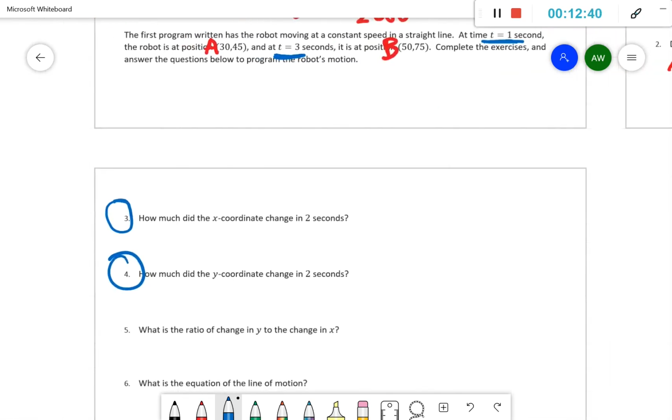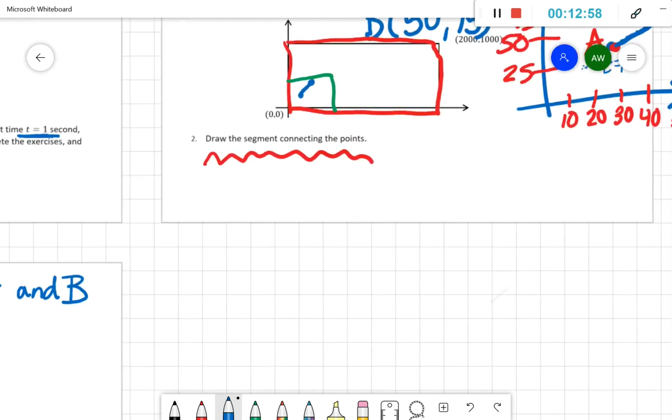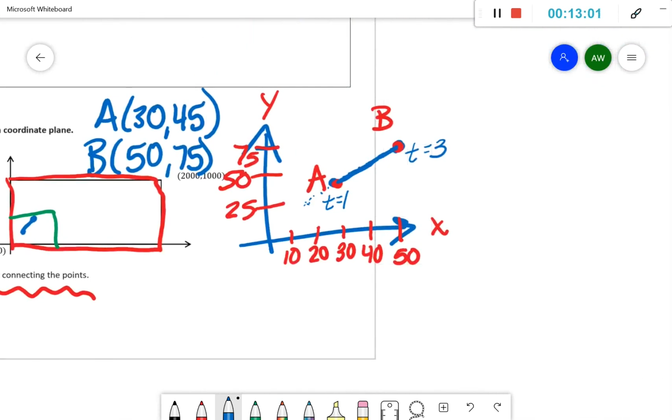So when this question, number 3, asks us, how much did the x-coordinate change in 2 seconds? It's saying, how much did the x-coordinate change between point A and point B? How much did we change in the x direction? So if I look here, point A is at 30 in the x direction, and point B is at 50 in the x direction. So how much did I change to go from 30 to 50? I changed 20 units, right?